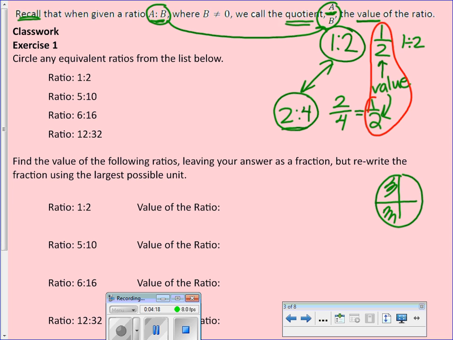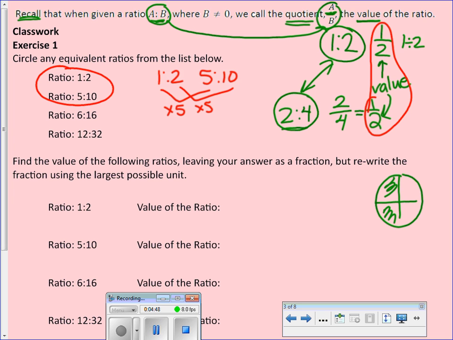But let's look at exercise 1. Circle any equivalent ratios from the list below. So does anybody see any equivalent ratios? Yes. What have you got for me? 1 to 2, 5 to 10. Absolutely. Those are equivalent ratios. If we set up our double V method, what would my constant be? Times 5. Do we see anything else?